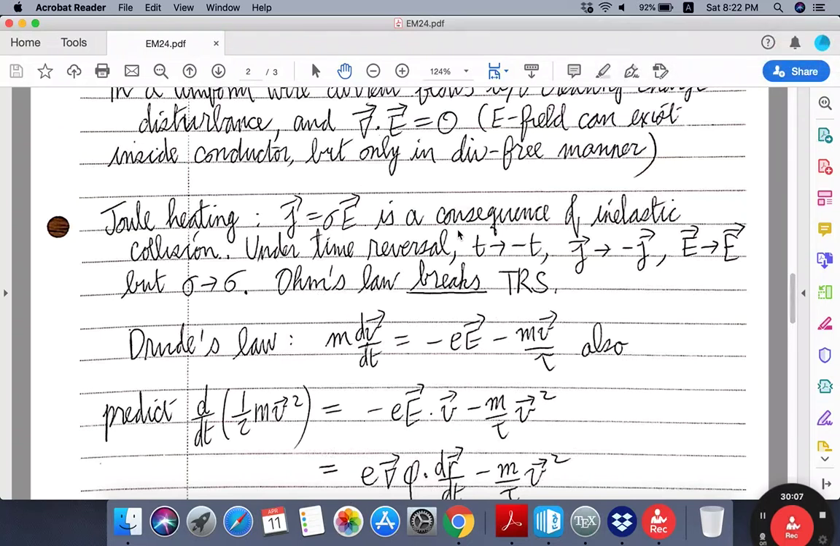And the answer is that Ohm's law is a kind of law that breaks the time reversal symmetry explicitly. Okay, so once you write down Ohm's law, then it's completely illegal to try to reverse the direction of time, which means you are simply not allowed to use the time reversal operation to write this relation as J equal to minus sigma E.